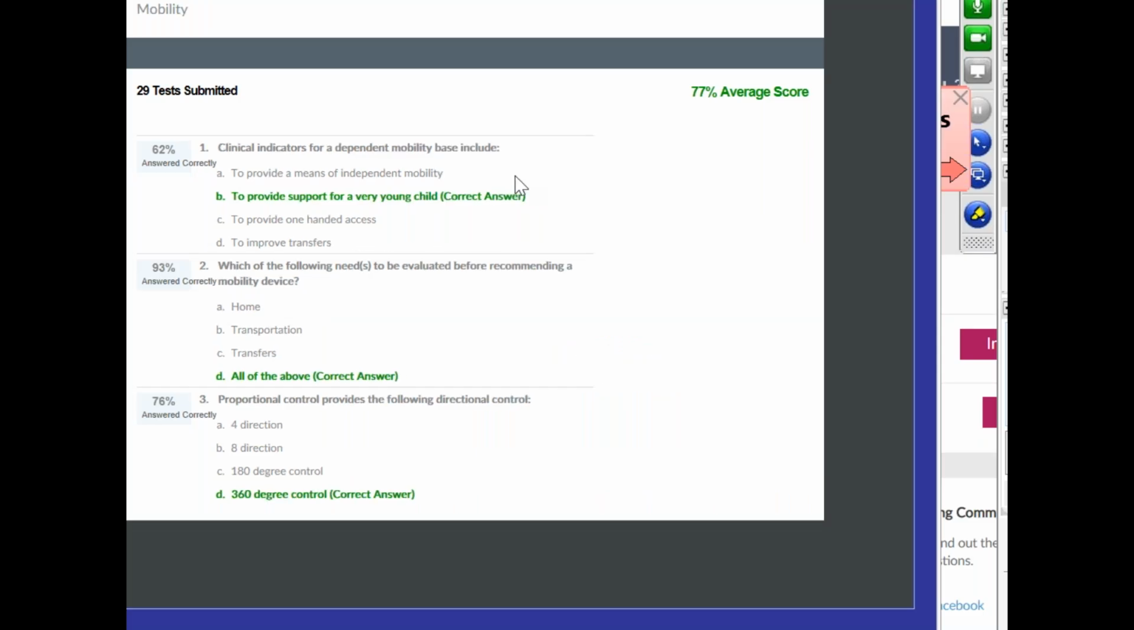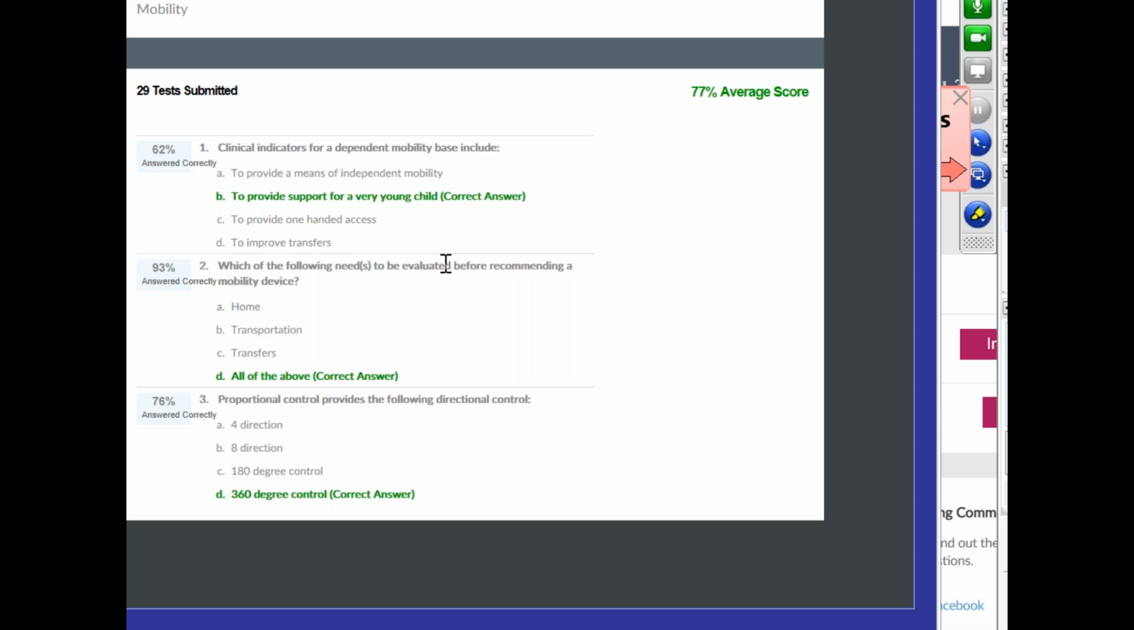So, clinical indicators for a dependent mobility system: to provide support for a very young child. Yes. To provide a means of independent mobility, no, because if someone wants to be independent, we're not going to put them in a dependent unit. To provide one-handed access. If they only have one-handed access, we should be able to do a one-arm drive or some type of power mobility so that they wouldn't be dependent. And to improve transfers. Transfers would probably not be a reason to do a dependent system.